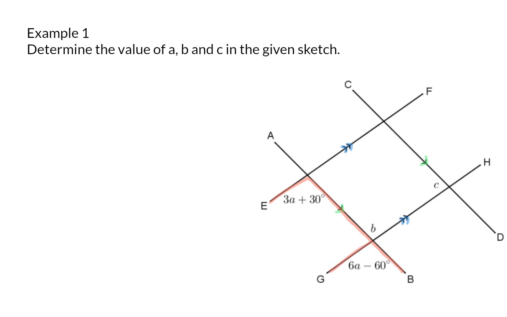And these two angles form an F, which means that the corresponding angles are equal in size. So the angle 3A plus 30 degrees should be the same size as the angle 6A minus 60 degrees, because there are corresponding angles, and in this case we use the parallel lines EF parallel to GH.